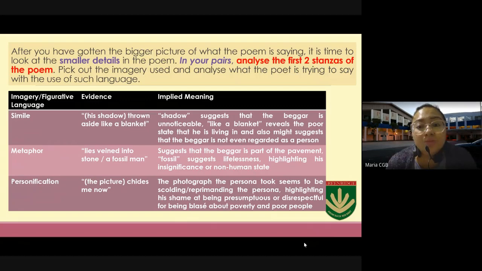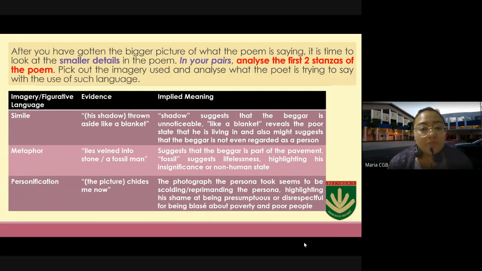Over here, shadow suggests that the beggar is unnoticeable, living like a blanket. It reveals the poor state that he is living in, and also might suggest that the beggar is not even regarded as a person because he's thrown aside. The metaphor: lines veined into stone, or fossil man. This metaphor suggests that the beggar is part of the pavement. He's a fossil. It suggests lifelessness, highlighting his insignificance or a non-human state.